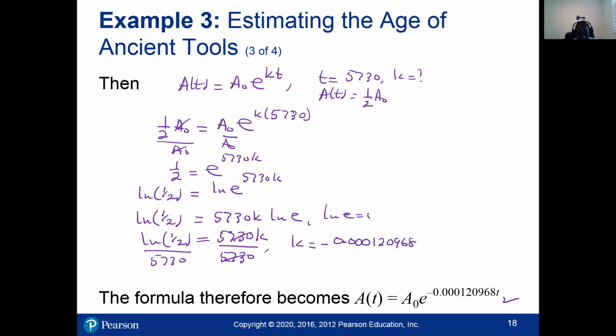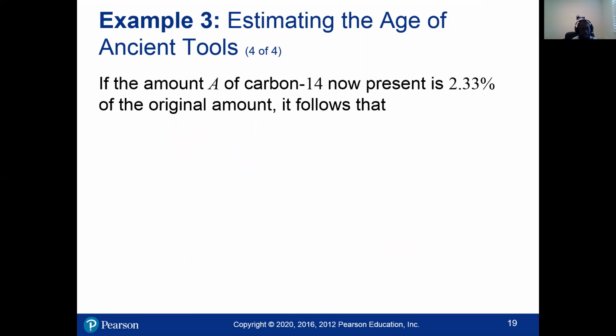So this is our model. That's the model. It says that if the amount of carbon now present is 2.33% of the original amount, what does it mean? It follows that your A of T is equal to 0.0233 of the original amount. So substitute into the equation and solve.